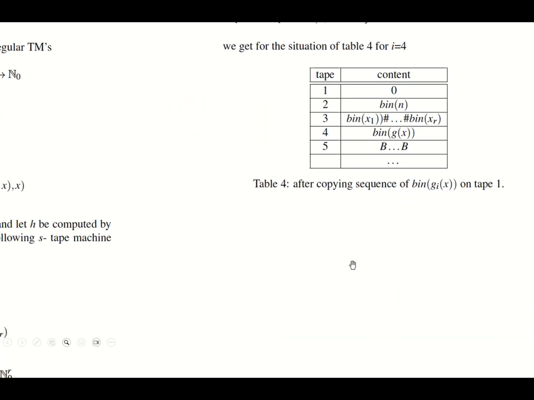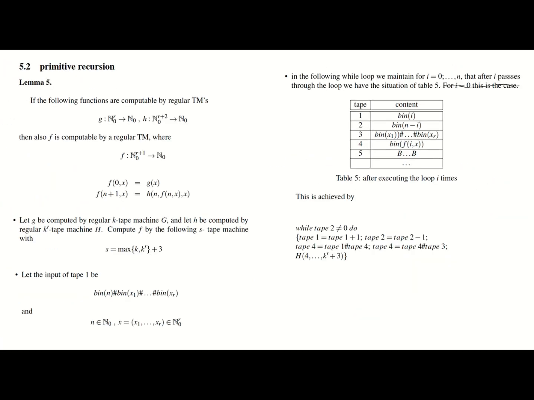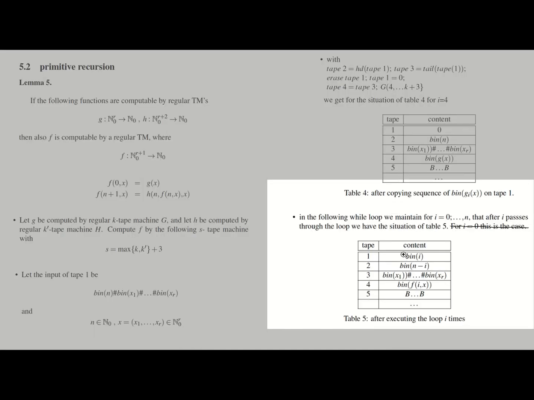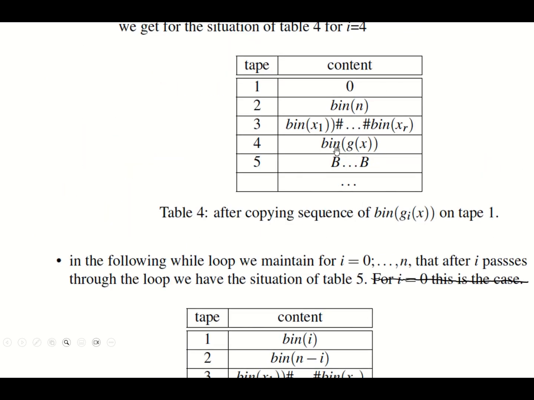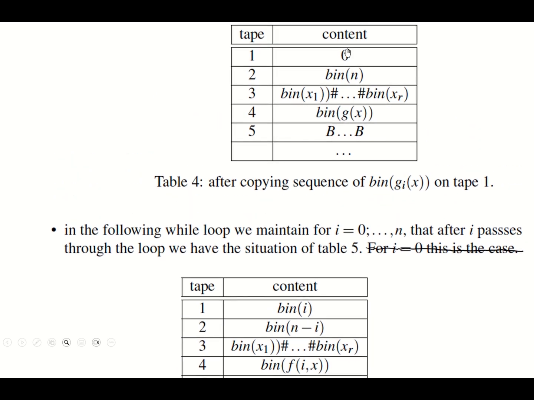Again, let's zoom in. Okay, what next? So I have this situation. In the following while loop, we change i from 0 to n, and after i passes off the loop, we have the situation on tape 5. What I'm doing basically is the while loop, incrementing this guy with i. So on the first step, I will increment this by 1.